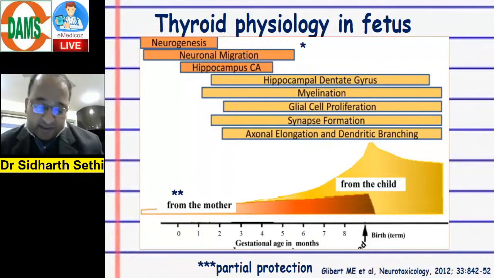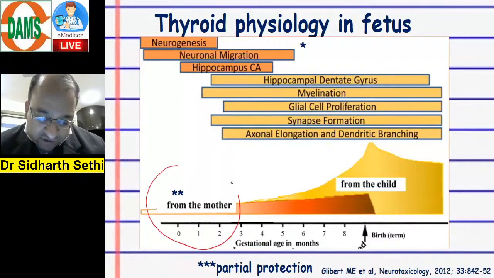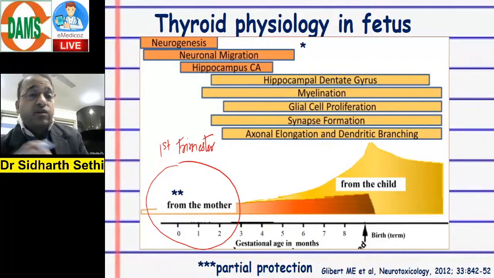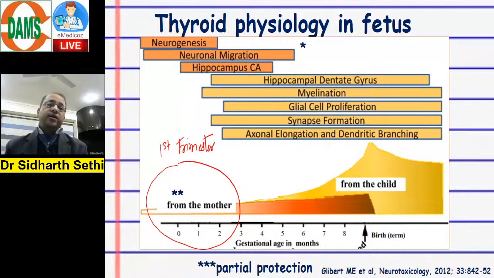Number two, in the first trimester a child gets thyroxine only from the mother. So in the first trimester a child's brain development is dependent on the thyroxine from the mother. If the mother is hypothyroid, then yes, even a baby can have hypothyroidism, because he is not able to get thyroxine from the mother in the first trimester.